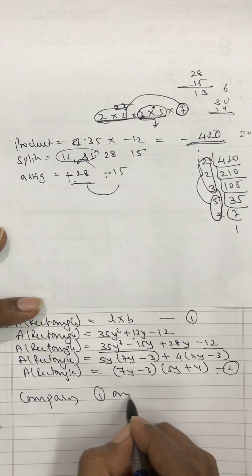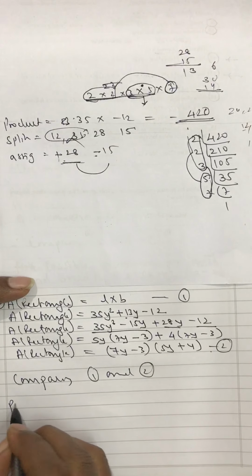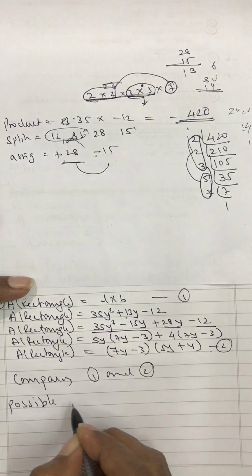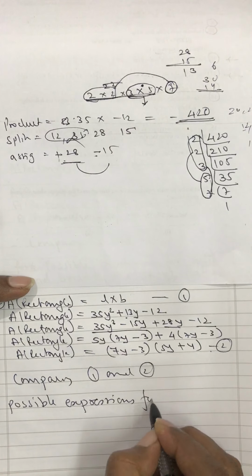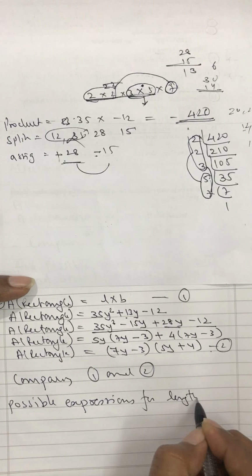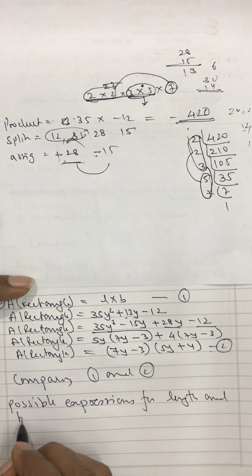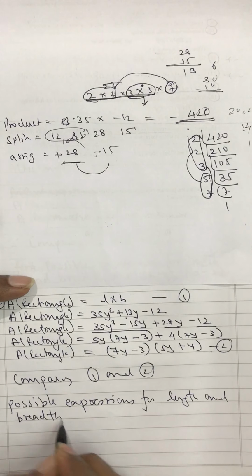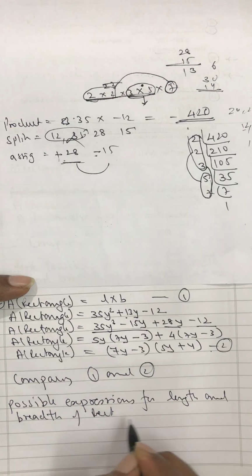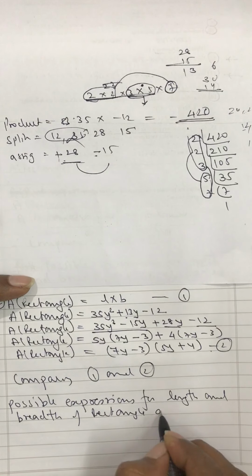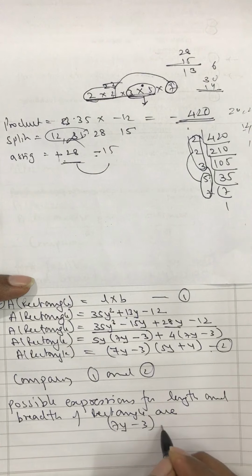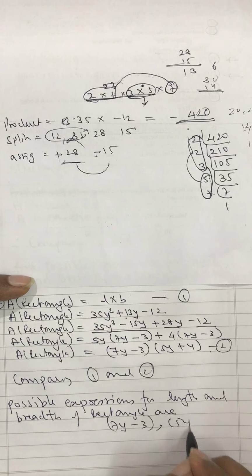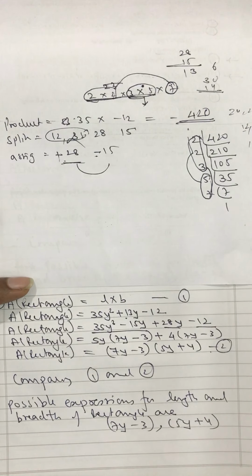Comparing 1 and 2. Possible expressions for length and breadth of rectangle R. What? 7y minus 3 or 5y plus 4.